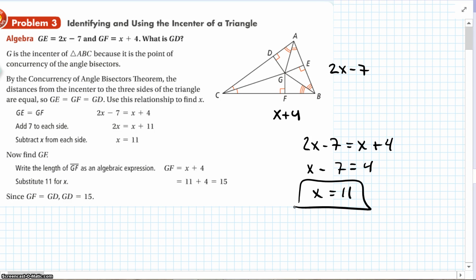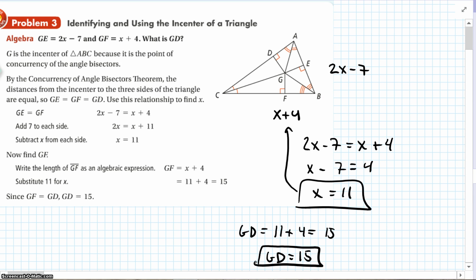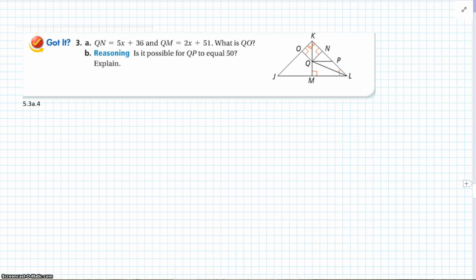All right, but it didn't ask for what x was, it asked for what GD is. So let's plug x back in for 11. So 11 plus 4 equals GD. So 11 plus 4 is 15. So segment GD is 15 units. Okay? Moving on to the next example.